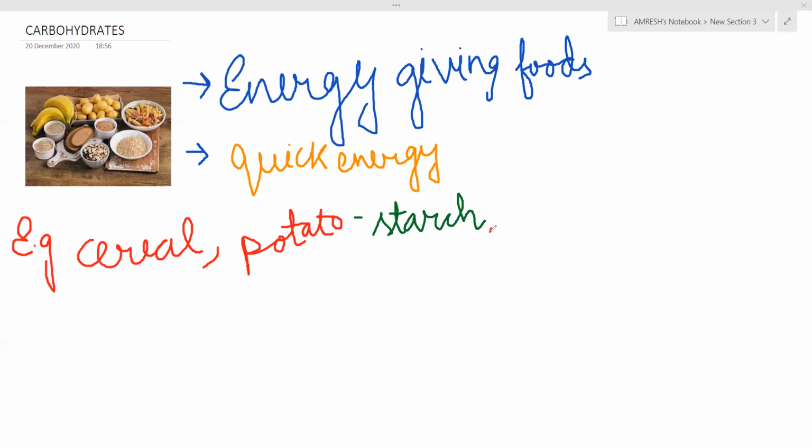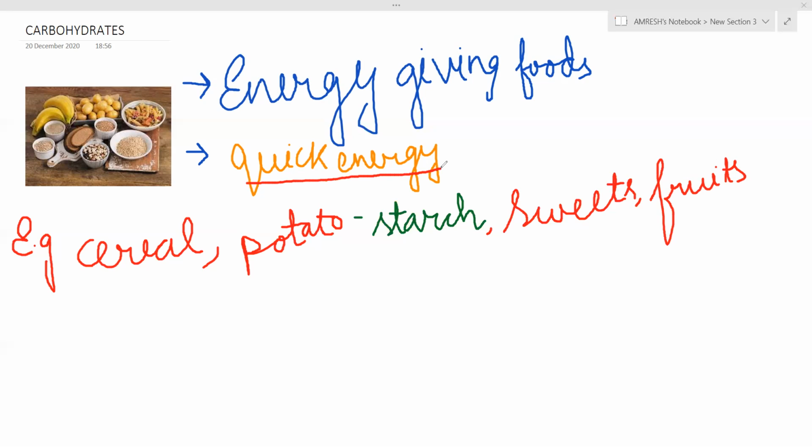And also your sweets, chocolates, fruits, they all are rich sources of carbohydrate. Mango, banana. So fruits also contain sugar, so they are also a source of carbohydrate. So carbohydrates are the energy giving food which provide us quick energy. Okay, note it down.